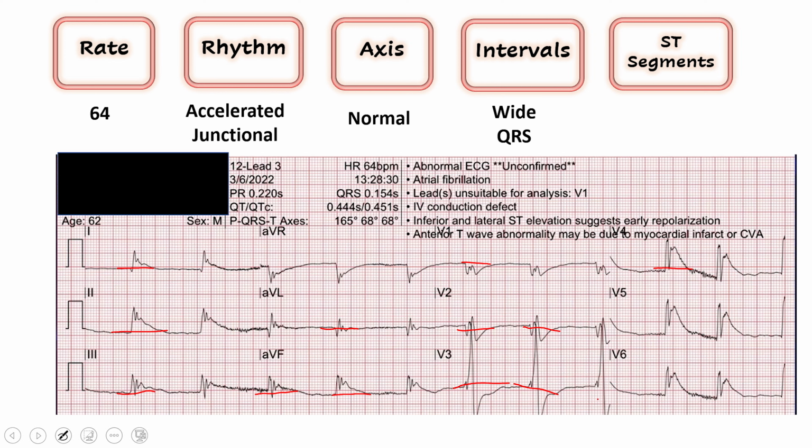Would you call this a STEMI though? I don't know, because you have elevation, but I'm not really seeing reciprocal changes anywhere, and it doesn't look like a classic STEMI, right? The thing here that's sticking out to me is this really weird looking, kind of biphasic wave right here after your QRS, a wave right after the S wave leading into the T wave. Not sure what to make of that.